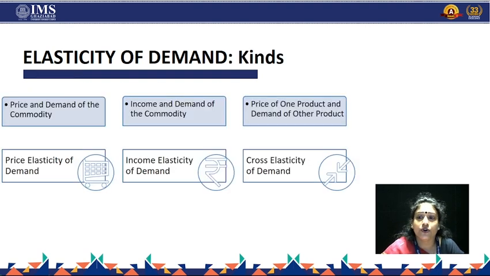There are three kinds of elasticity of demand. One is price, one is income, and another one is cross. Price elasticity of demand talks about the relationship between price and demand. Income elasticity of demand talks about the relationship between income and demand. And cross elasticity of demand talks about the relationship between the price of one product and the demand of another product.